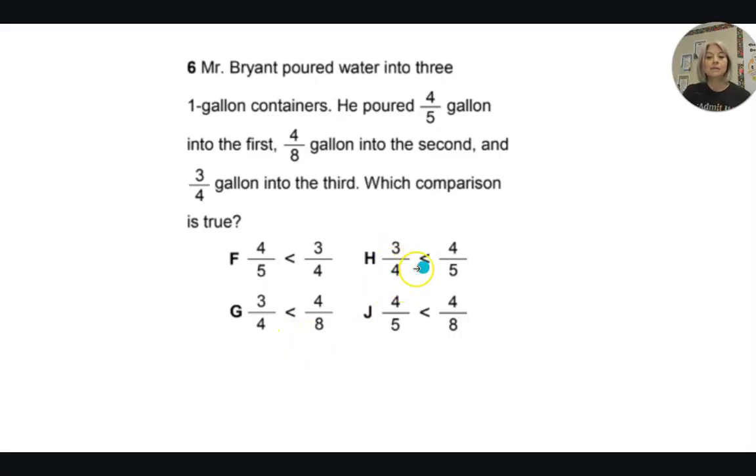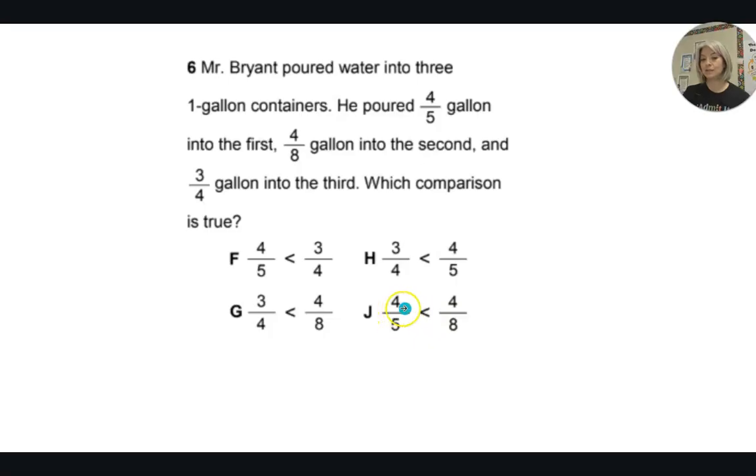Let's look at this one. 3/4 is less than 4/5. Both of these fractions are 1 unit fraction away, and we are looking at this guy because this is a smaller piece away from a whole. So that looks like a correct answer. Let's just double check the last one.